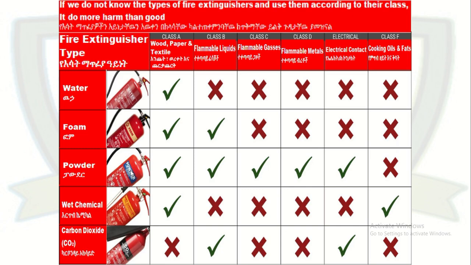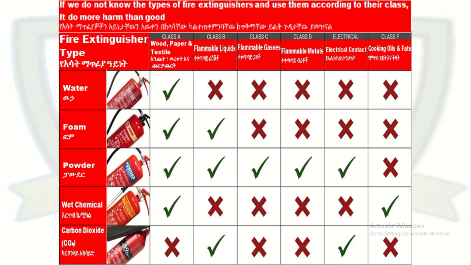The other type is with chemical. As you can see here, this is useful for class A and class F. Under class A, for wood, paper, and textile. Under class F, for cooking oil and fat.